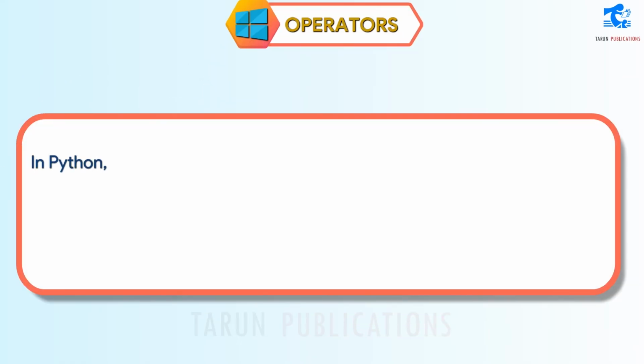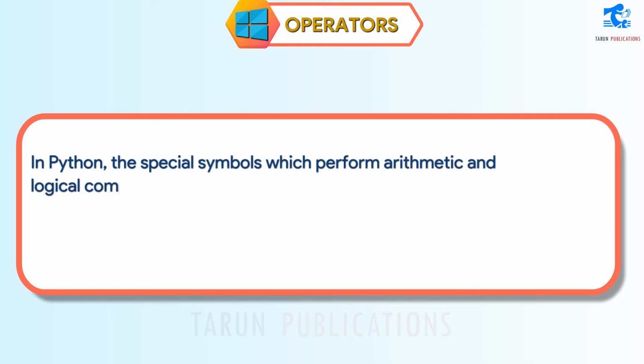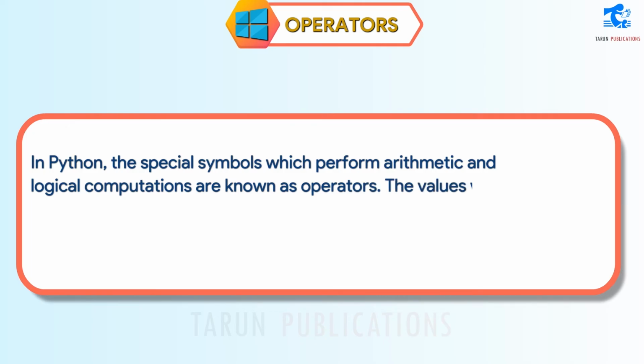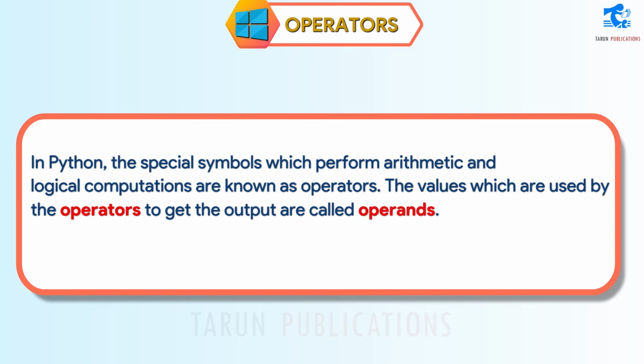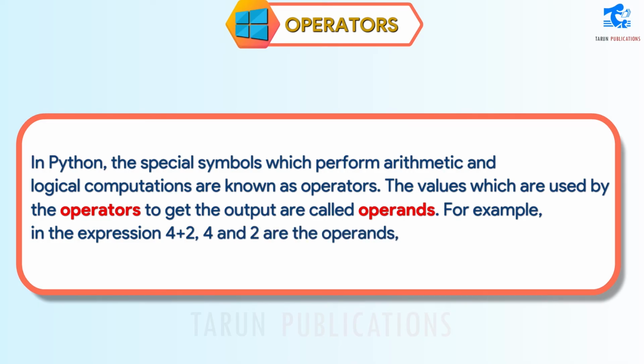Operators. In Python, the special symbols which perform arithmetic and logical computations are known as operators. The values which are used by the operators to get the output are called operands. For example, in the expression 4 + 2, 4 and 2 are the operands, and the plus sign is the operator.